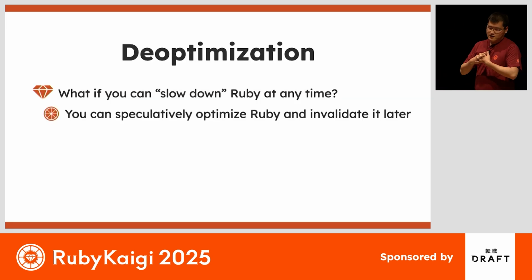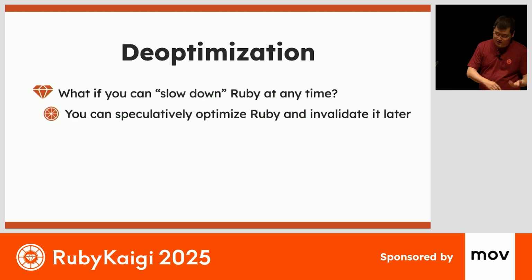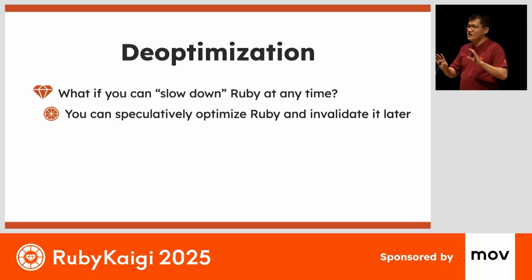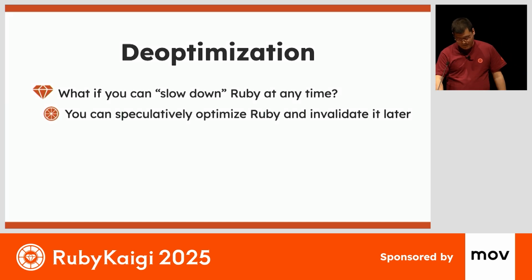So what is it? What if you could slow down Ruby at any time? You are probably not interested in slowing down Ruby's performance, but let's say you want to do some optimization, and you can cancel it at any time. The optimization could be anything. You can do whatever you want and just throw it away if it's necessary. That way, we can forget about Ruby's dynamic features that prevent Ruby from being faster. That's something we call deoptimization.